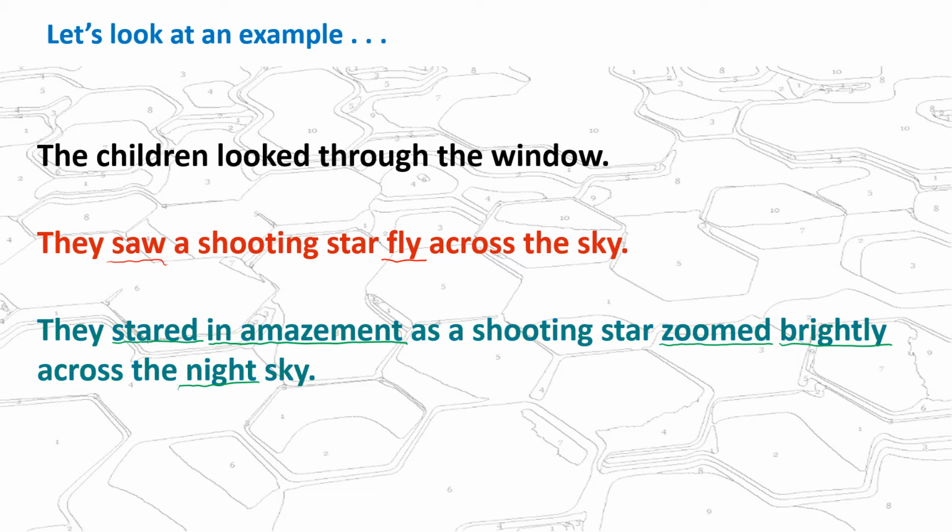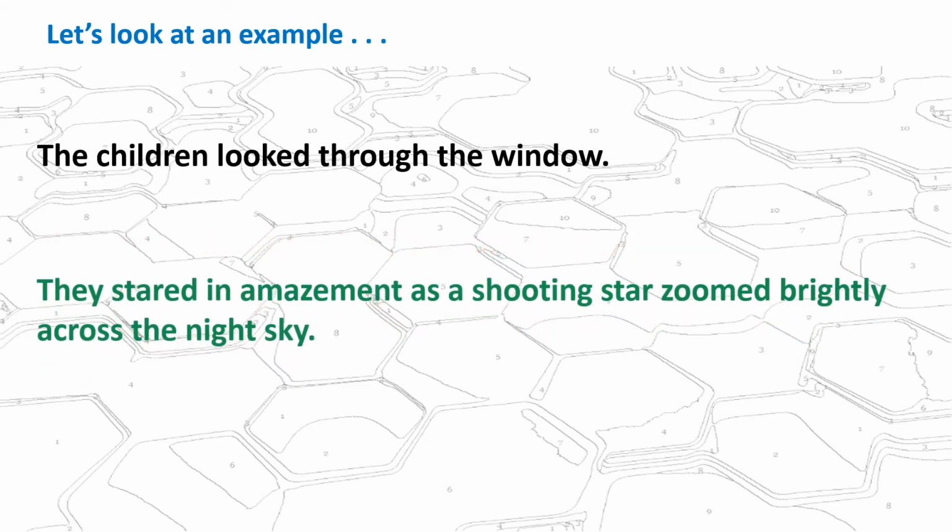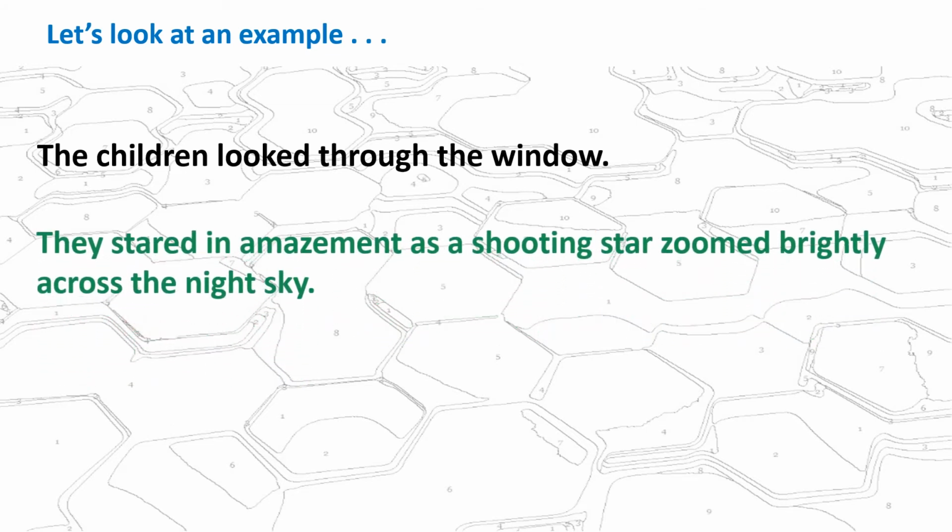So this second one is much better than the first one because we have carefully chosen the verb. We've used an adverbial phrase. We've used a powerful verb. We've used an adverb of manner. And we're using this word to help describe the sky, what it was like. So we would use this one.